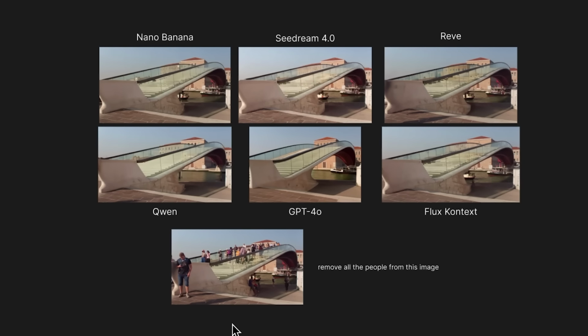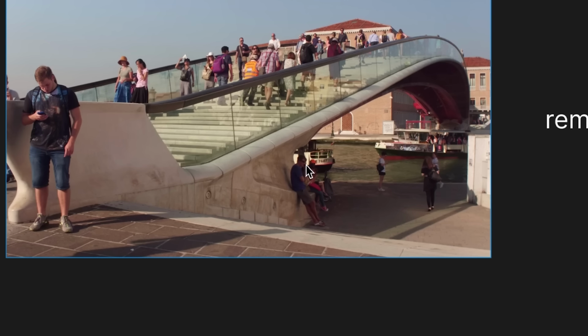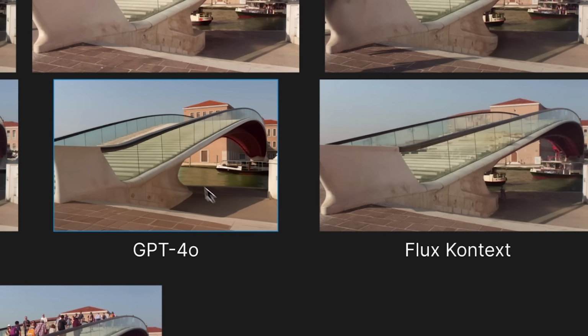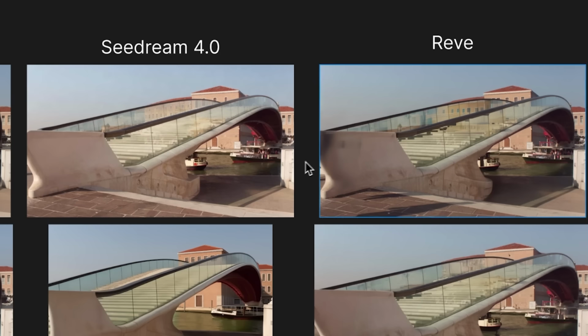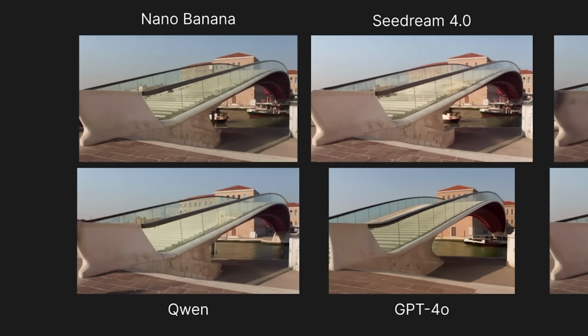Now, one of those that I'll focus on first, so these people right here were blocking this little pillar that's behind them. That's a pretty hard one to figure out. ChatGPT and Flux Kontext just removed it completely. Now, Seedream and Reve both removed the people, but didn't know to fill out the rest of the beam. Nano Banana and Qwen both seemed to have some sort of understanding of what that was and filled it in, and they both chose different ways to do that.